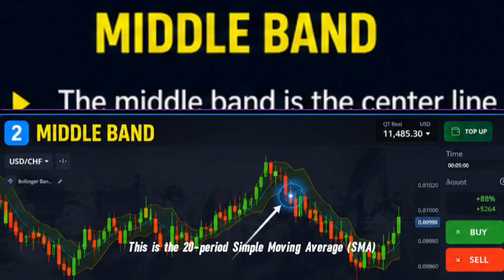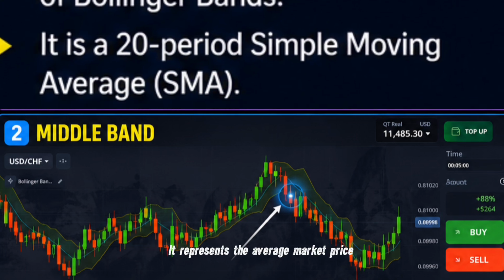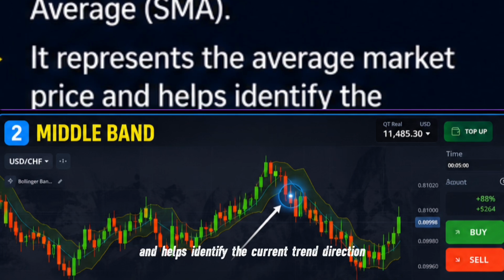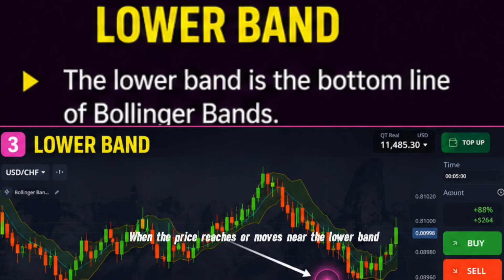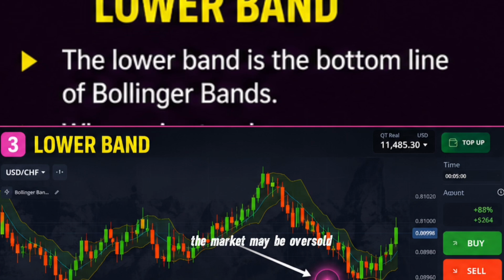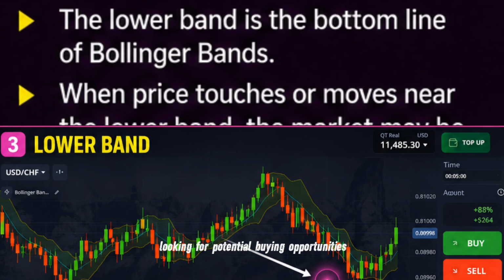Middle band. This is the 20-period simple moving average, SMA. It represents the average market price and helps identify the current trend direction. Lower band. When the price reaches or moves near the lower band, the market may be oversold. Traders wait for confirmation before looking for potential buying opportunities.